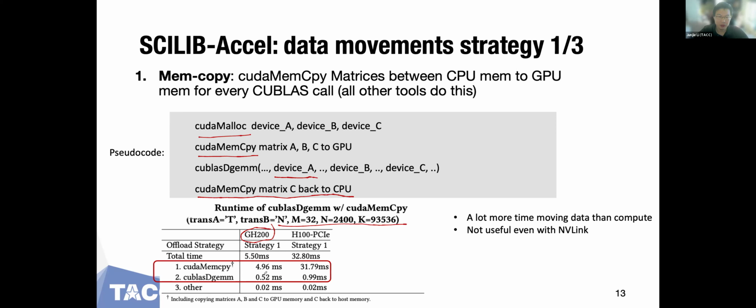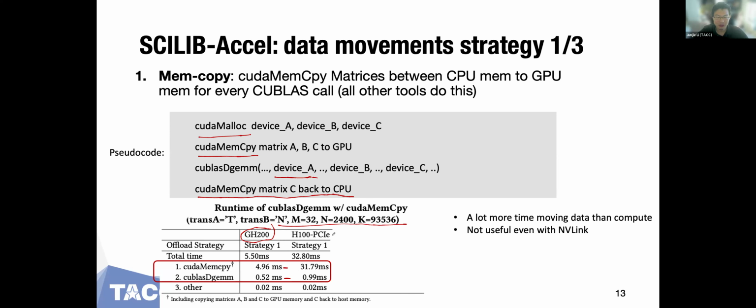M, N, K are the input arguments for DGEMM. So your matrix multiplication compute time is only half a millisecond, but your data transfer time is almost 5 milliseconds. So you spend almost all the time just doing data transfer and very, very little time doing the actual compute.